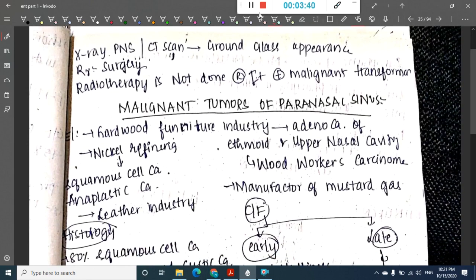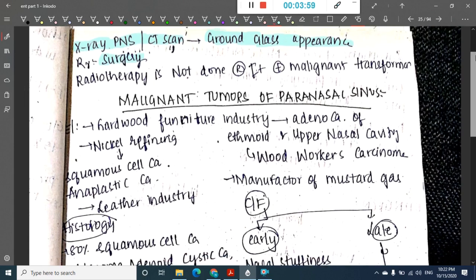In X-ray PNS or CT scan, you can see this has a ground glass appearance, and the treatment is that surgery can be done for this.